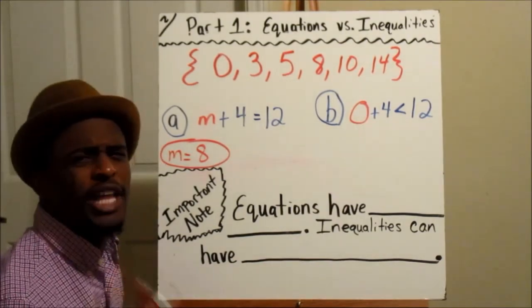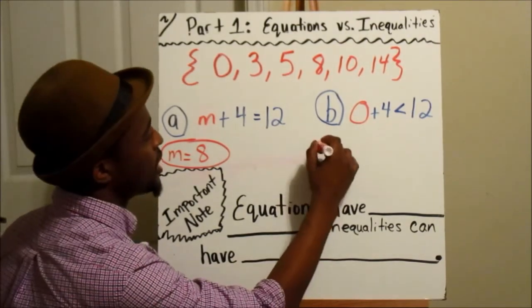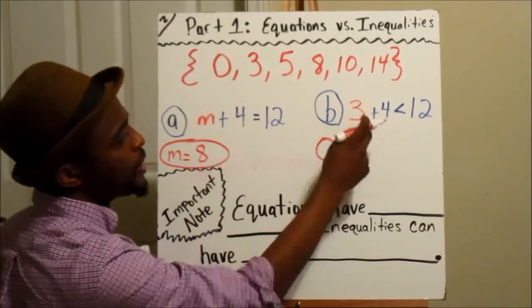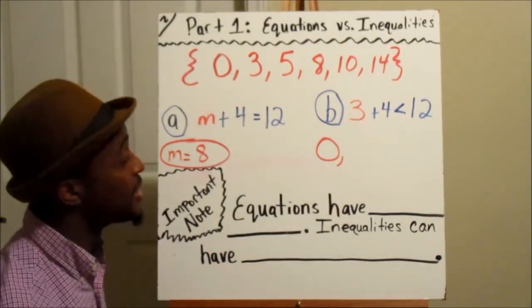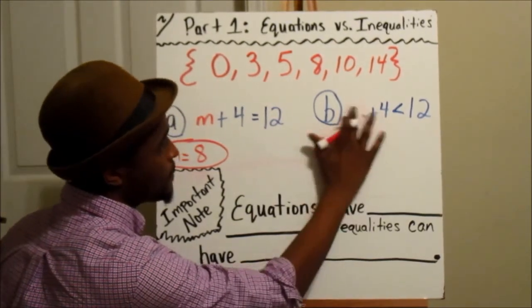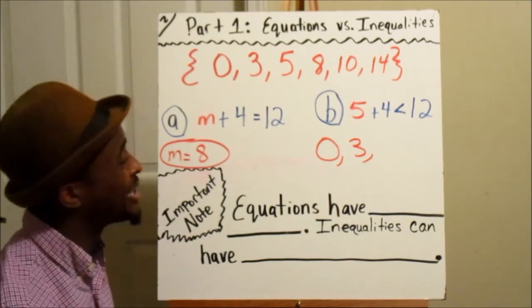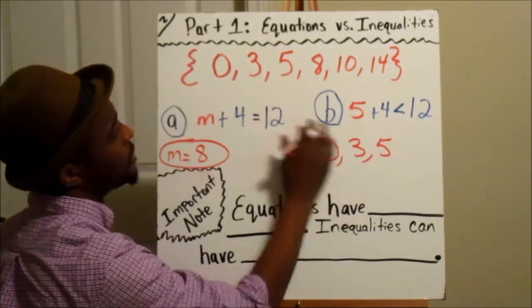0 plus 4, well that equals 4, and 4 is less than 12, so I'll say 0 works. Let's try 3. 3 plus 4 equals 7, and yes, 7 is less than 12, so 3 works. 5. 5 plus 4 equals 9, and 9 is less than 12, so 5 works.